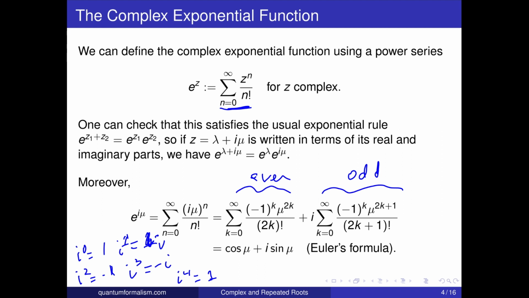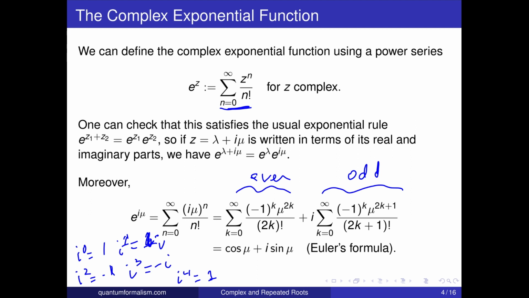So in terms of the even and odd terms, you have this -1 to the k, which is saying that you're alternating between +1 and -1 as you go between consecutive terms within one of these series. So between consecutive even numbers, the sign switches, and between consecutive odd numbers, the sign switches.